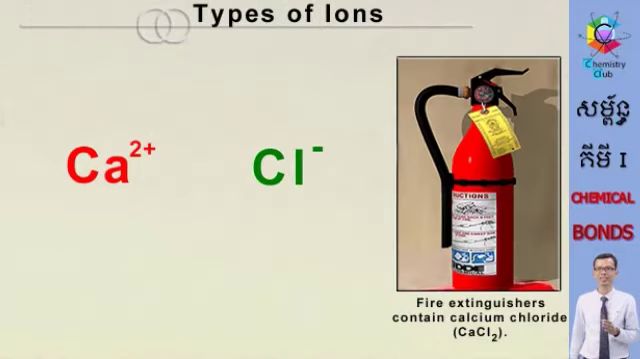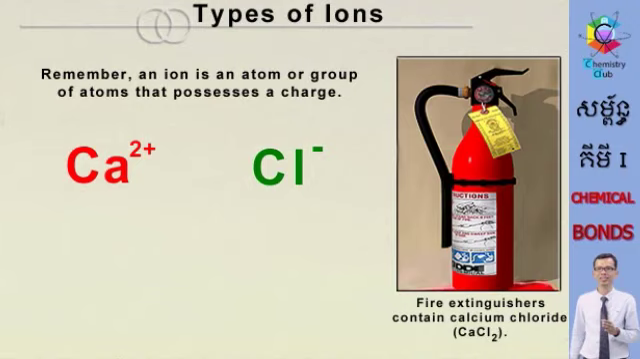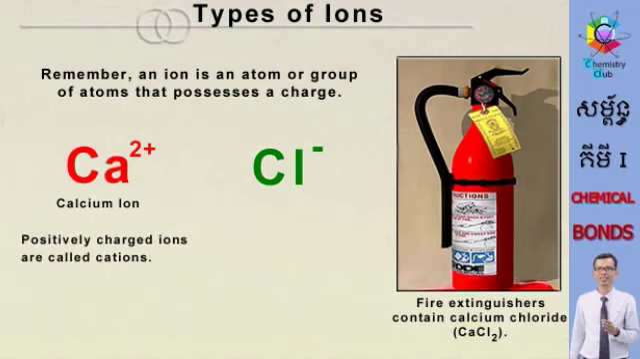To this point, you have only been introduced to the term ion, which refers to an atom or a group of atoms that possesses a charge. However, you probably noticed that ions are either positively or negatively charged. Positively charged ions, such as the calcium ion, Ca2+, are called cations. Negatively charged ions, such as the chloride ion, Cl-, are called anions.